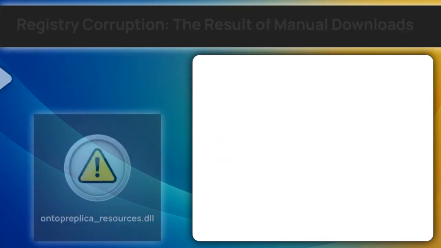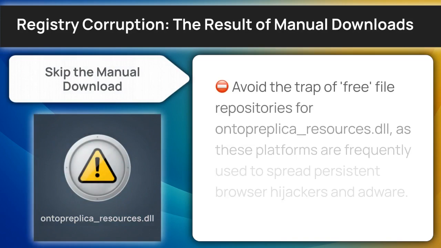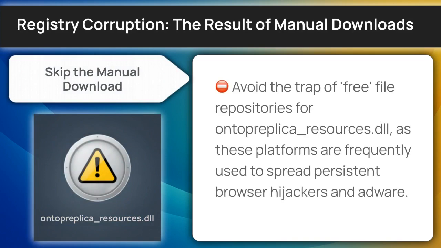Let's look at a key safety rule that will keep your PC protected while we address this error. Remember that OnTopReplica Resource Library DLL is part of a complex ecosystem. Changing it manually without updating its dependencies can lead to permanent errors.